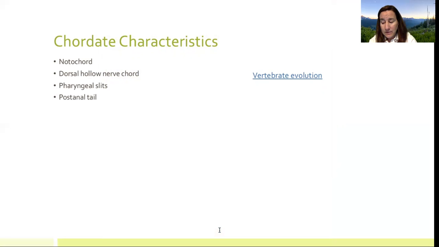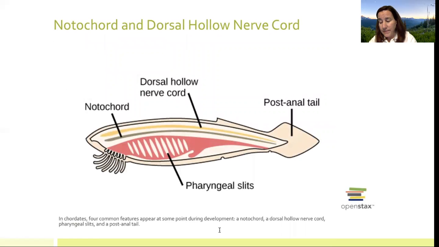Notochord. Everyone's going to have a notochord. Everyone is going to have a dorsal hollow nerve cord. Everyone will have pharyngeal slits, and everyone will have a post-anal tail. What are you talking about? What do these terms mean? A notochord. It's this guy.